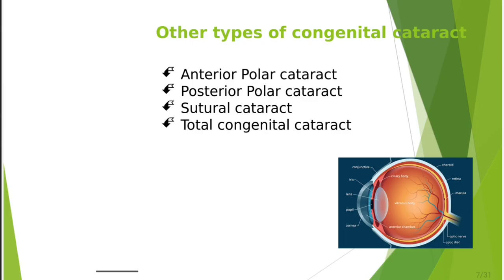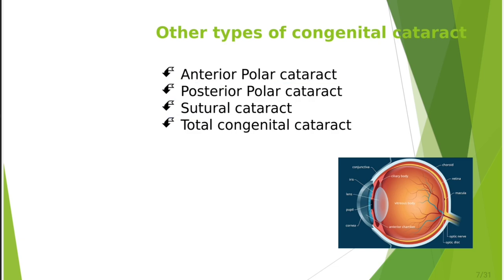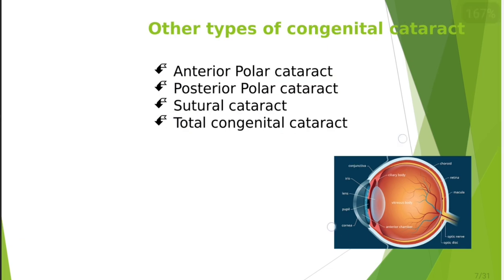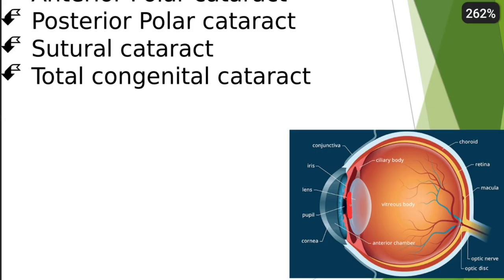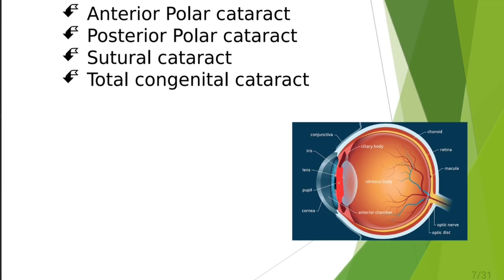Now other types of congenital cataract, just go through the names. They don't usually ask much about the other types, but just go through the names. Anterior polar cataract, posterior polar cataract, sutural cataract, and total congenital cataract. So when the opacity, see, it's simple, guys. Look here, this is the anterior part of the lens, right? So when the opacity is in the anterior part of the lens, that is called as anterior polar cataract. It is the anterior pole of the lens. So it is called as anterior polar cataract.